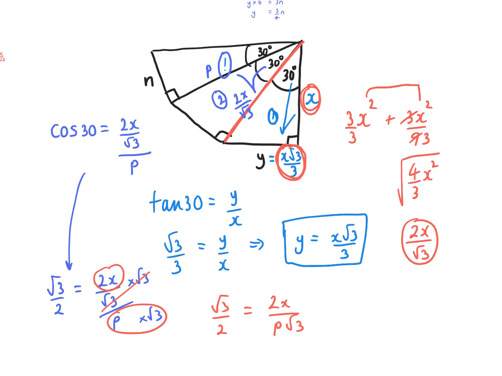What you can now do is times both sides by P, times both sides by 2, and then divide both sides by root 3. Now, what have you got left? You'll have P equals 4x over root 3 times root 3, which is 3. So P is 4x over 3.